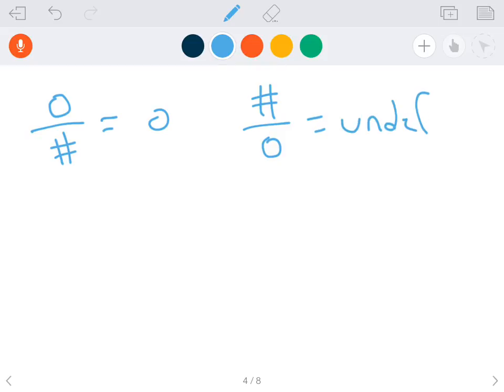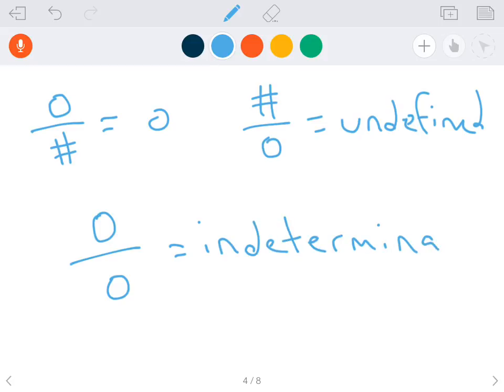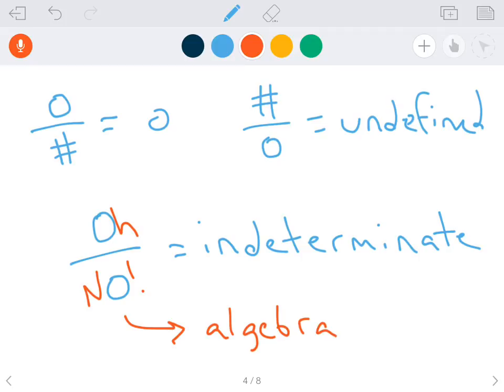Alright, if I take 0 divided by some number, I know that I'm going to get 0. That's fine. If I have some number and I divide it by 0, I know that that is undefined. But if I have 0 over 0, that's what we call indeterminate. And whenever you're evaluating limits, when you see 0 over 0, you think, oh no, I've got to do something, and that thing that you're going to do is some algebra before you start working the problem.